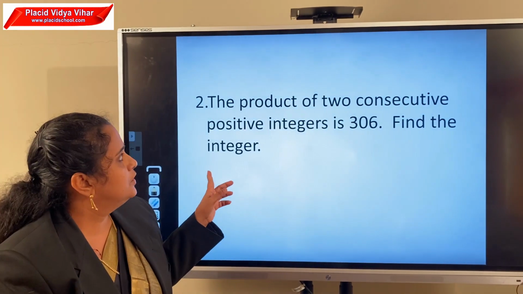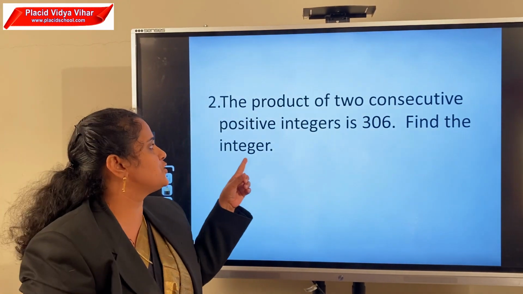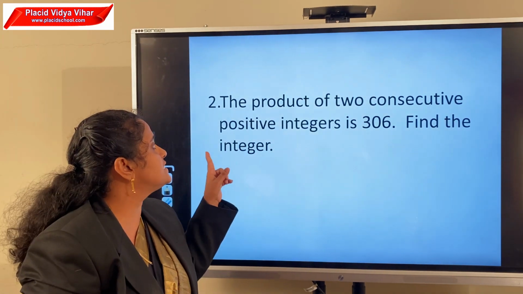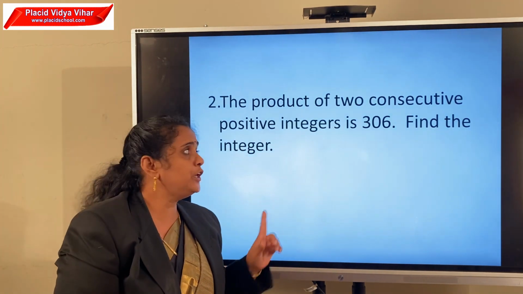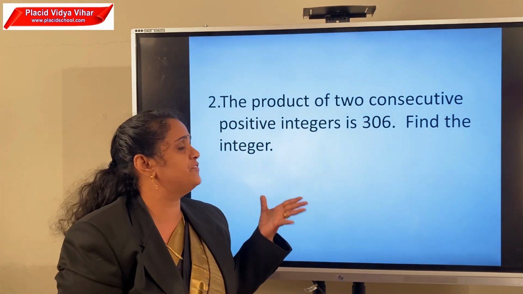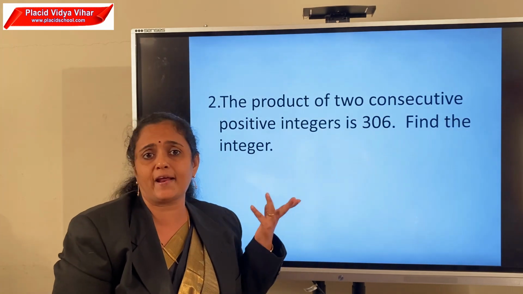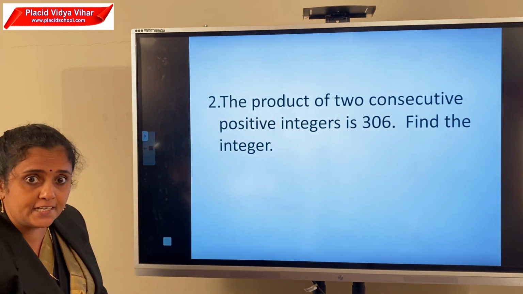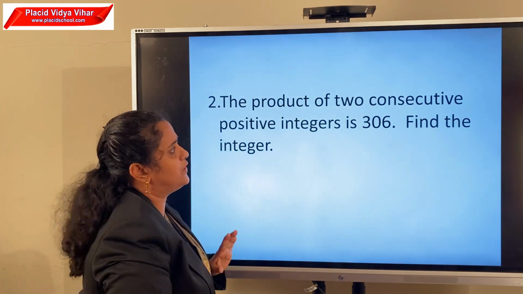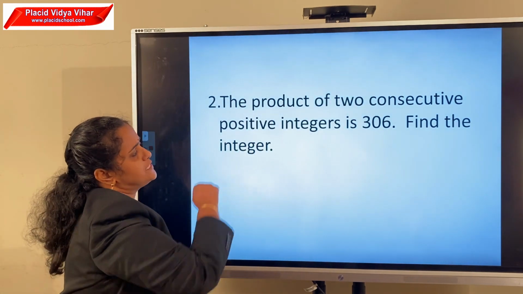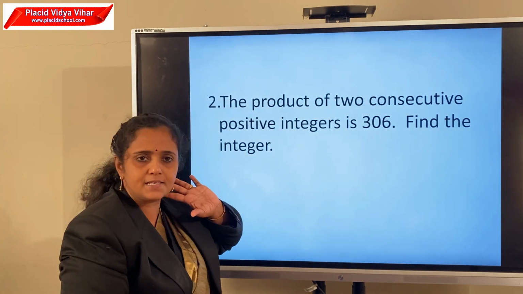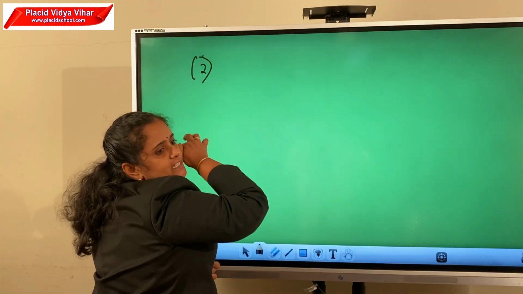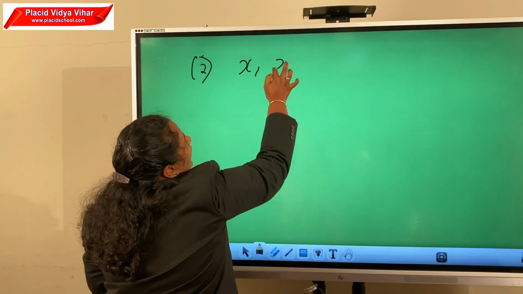The second question: the product of two consecutive positive integers is 306. Find the integers. We know that we can take the consecutive positive integers as either x and x plus 1, or x plus 1 and x plus 2. Anyway, we can take either. Let the consecutive positive integers be x and x plus 1. The product of these two consecutive positive integers is given as 306. Then we can find the integers. Then we can solve.